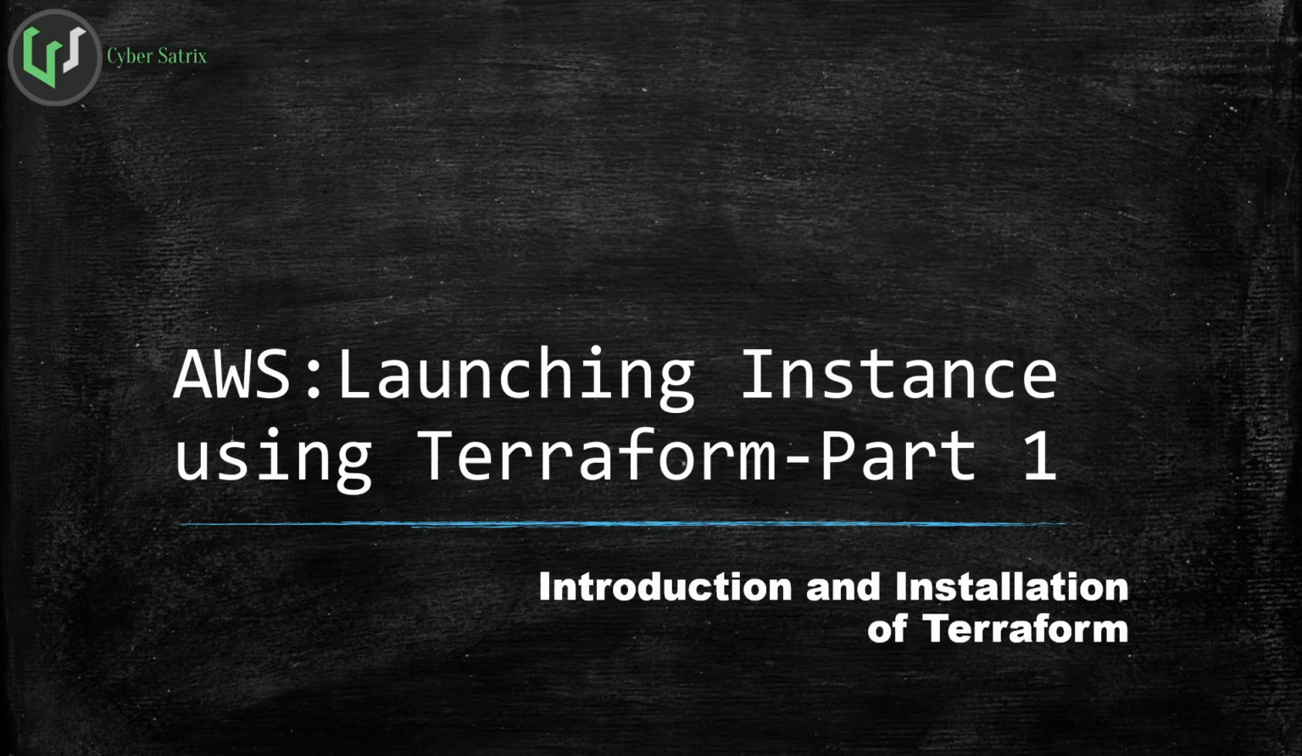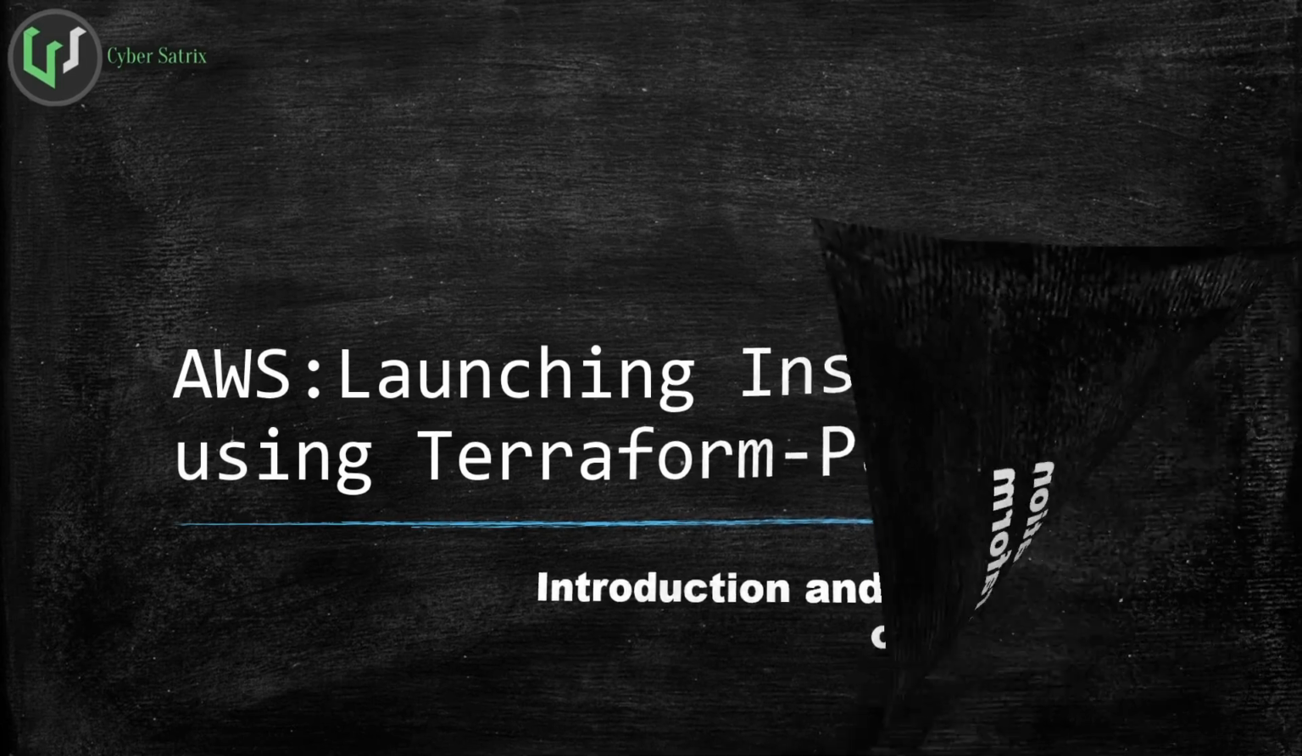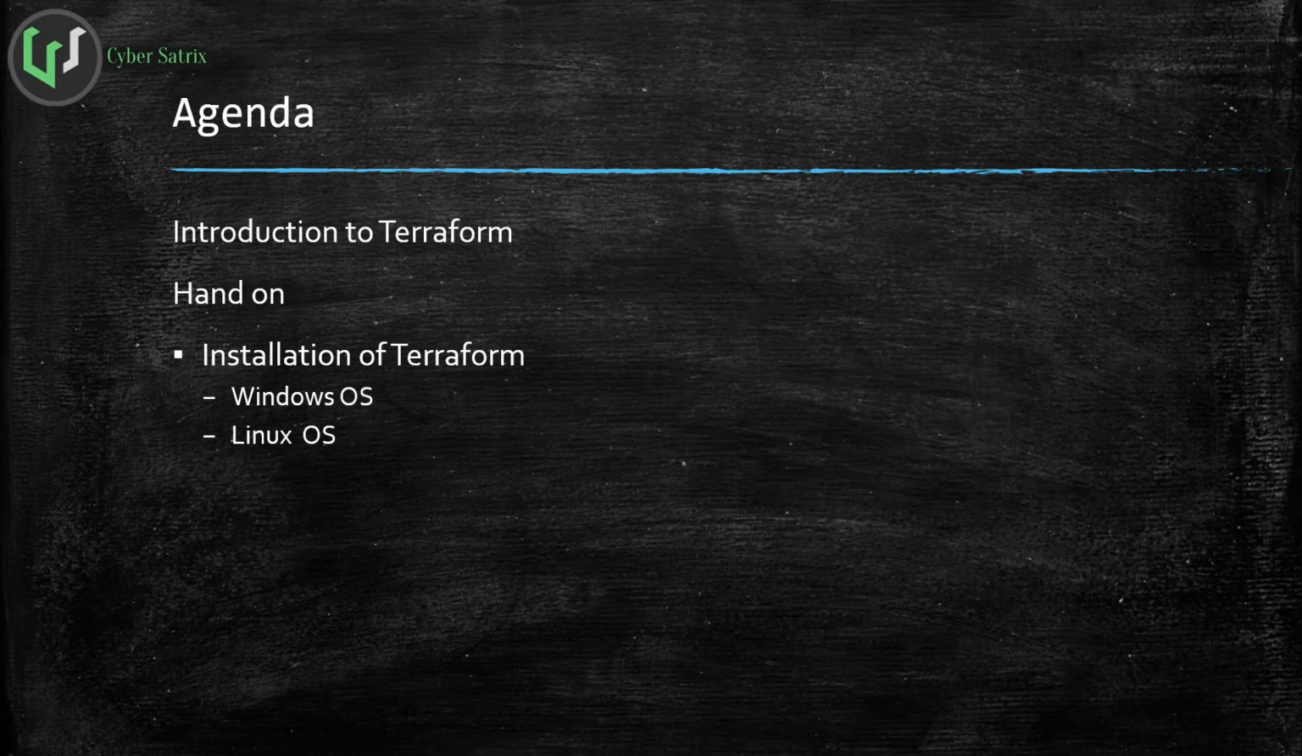In today's topic, I'm going to talk about launching a Linux instance in AWS Cloud Platform using an automation tool called Terraform Code. I have divided the whole series into three different parts. The first part consists of introduction and installation of Terraform. So as you see the agenda, I'll be first introducing Terraform, and in the hands-on section we are going to see how to install Terraform in both Windows and Linux operating systems. So hope everyone is excited. Without wasting any more time, let's start it.